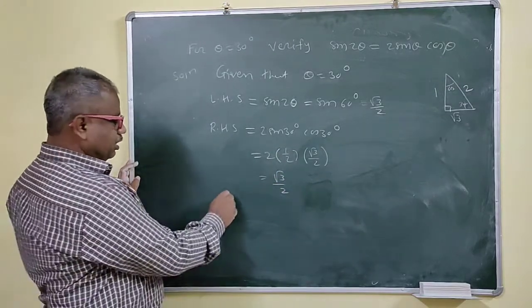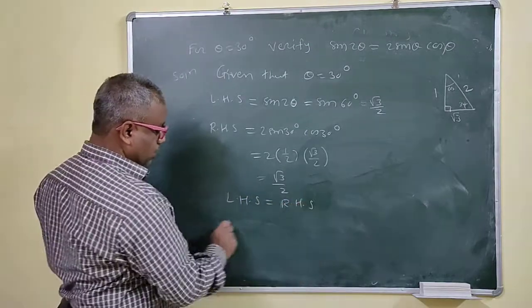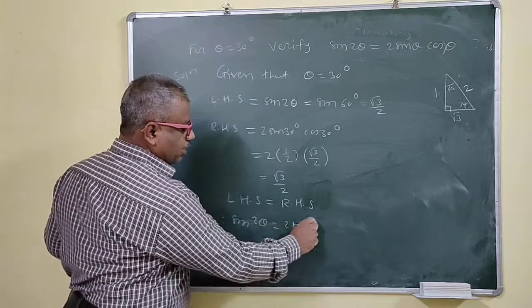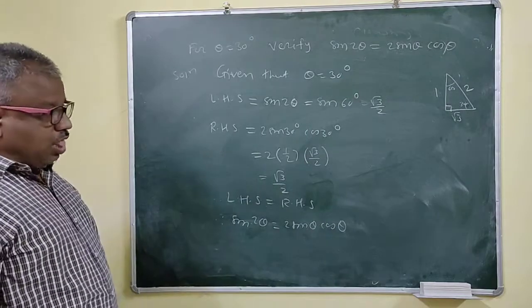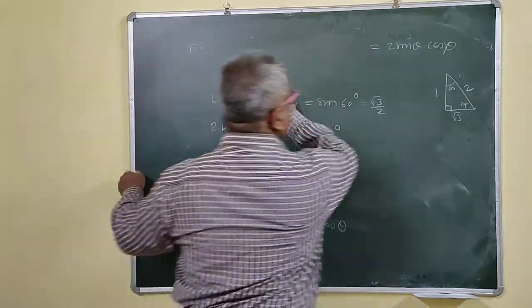So therefore, LHS is equal to RHS. So therefore, sin 2 theta is equal to 2 sin theta cos theta. So we are through. Okay? So now take the next problem.